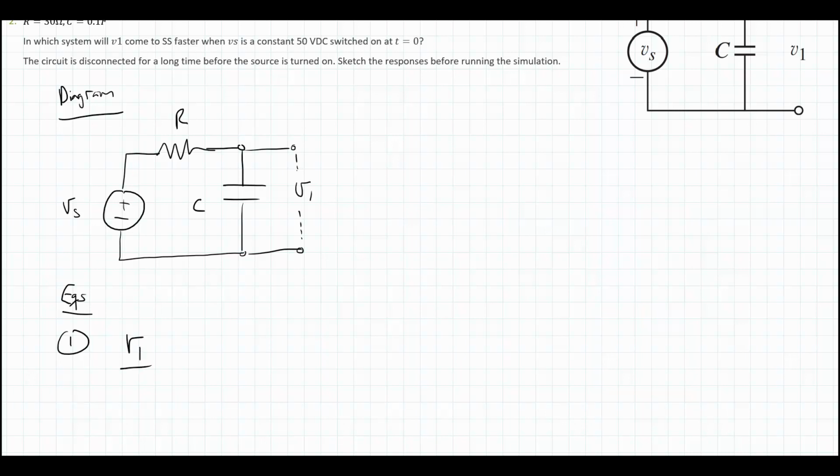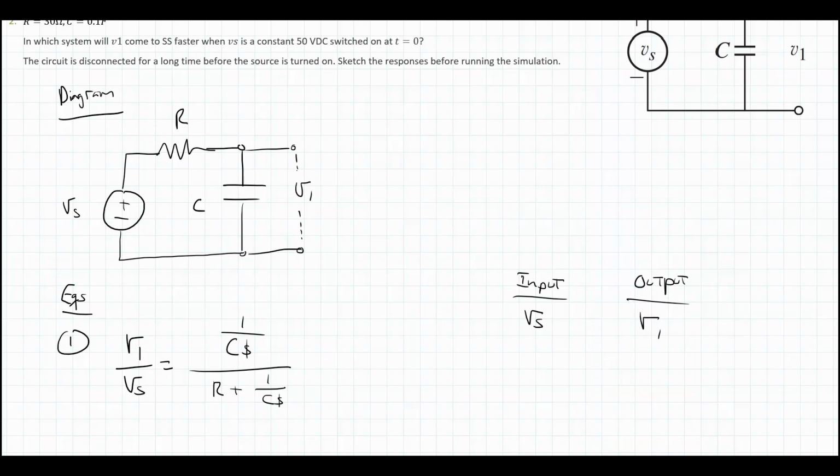V1 over Vs is going to be the impedance across V1. So that's going to be 1 over C times S over the total impedance of the system. So that's going to be R plus 1 over C times S. And what I have here, just looking at the inputs and the outputs, so our input is Vs and the output is V1, and they are both in this equation. So I just need to rearrange this.